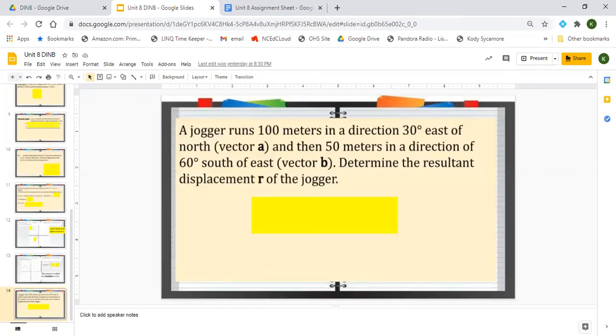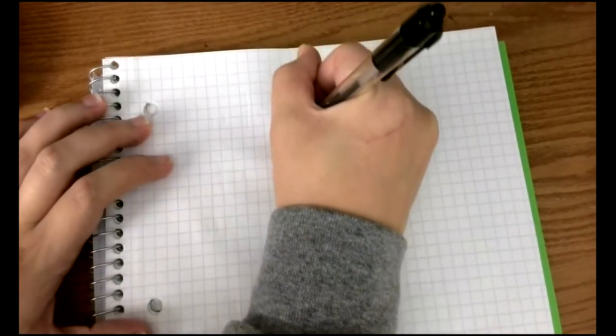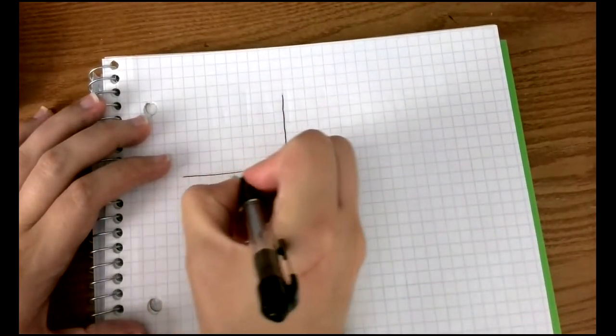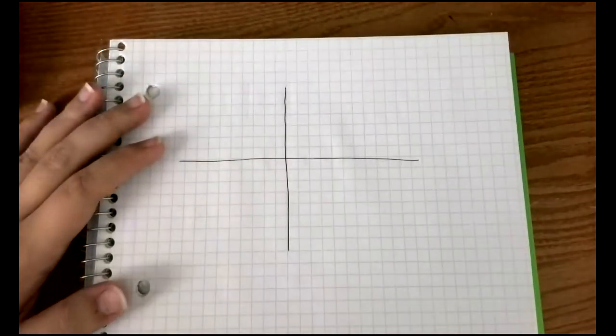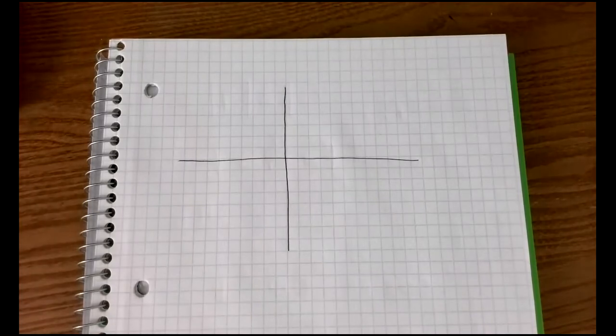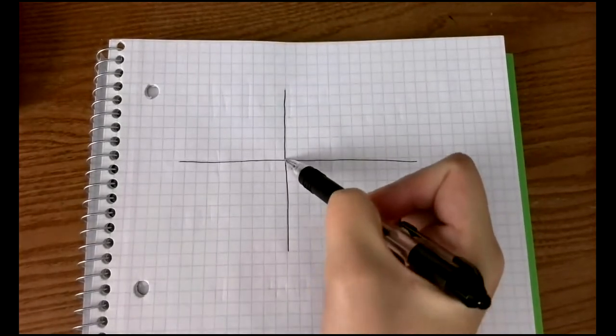All right, so first, let's draw a picture of what's happening in this problem, and then we'll talk about the best way to solve it and get our answer. Since they are using directions, I'm going to draw a coordinate plane. If we map out the order that it happened, remember we said vectors can start wherever we want. So it makes sense to start at 0, 0, that's our easiest place to start.